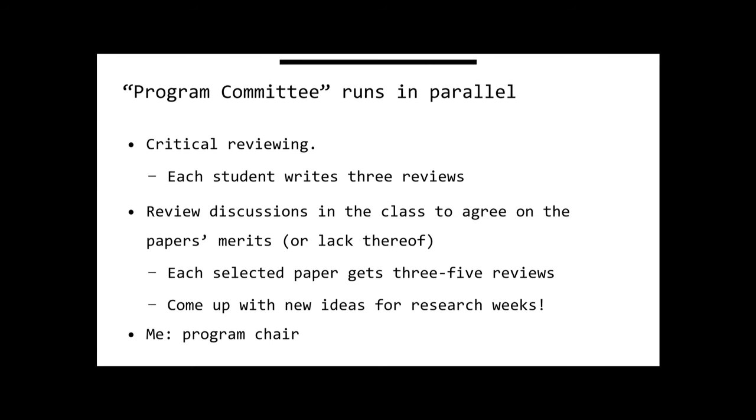And then the second part, after the critical reviewing is done, is where we start discussing the reviews in class, to agree on the merits of these papers, or if there are none. Depending on the number of people who take the course, each paper could get between 3 to 5 reviews. So this is also the part that could scale depending on how big the course is. And of course, the part that doesn't scale is us reading the reviews and trying to give them feedback and giving them grades.